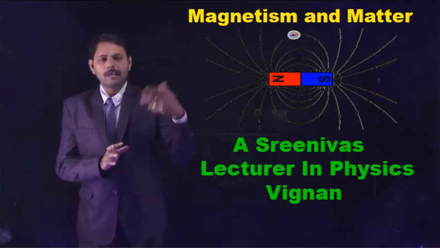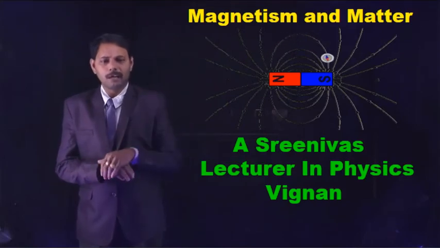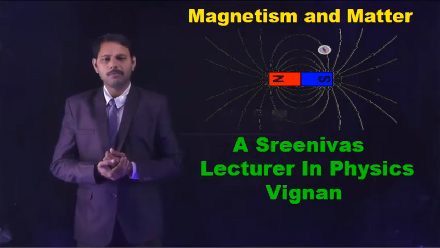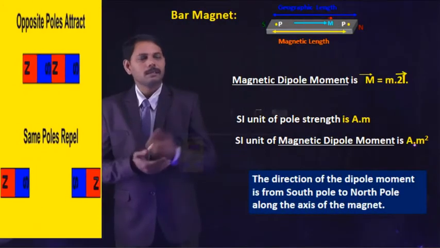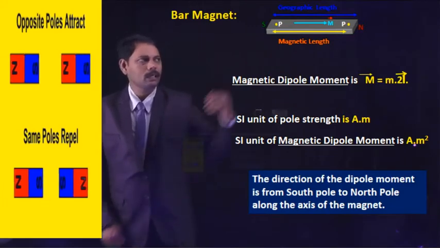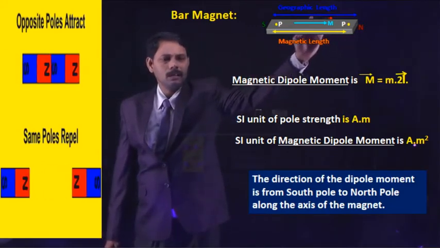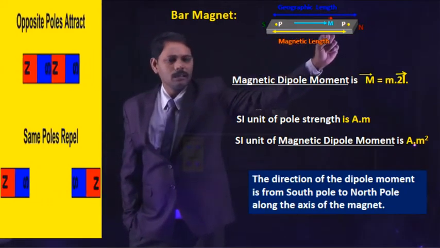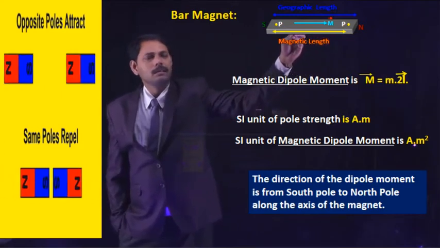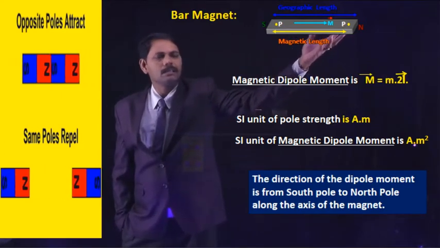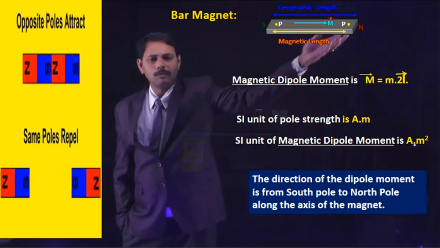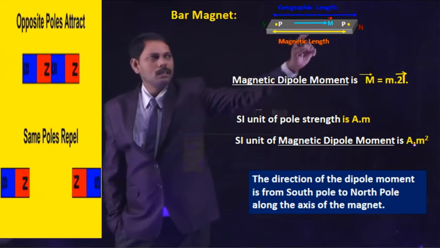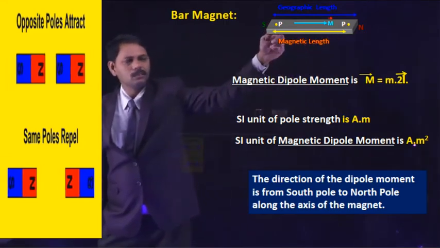Before division of the magnet into small parts and finding the magnetic moment, let me introduce the definition and expression of magnetic moment. Here, students, we have a bar magnet. This is the diagram of a bar magnet. The bar magnet has length L. The magnetic length is the distance between the two poles of the magnet. At one side we have the north pole, at another side the south pole. The distance between the poles of the magnet is the magnetic length.